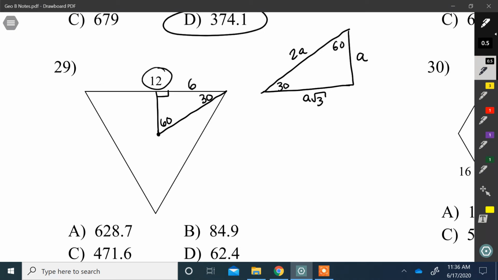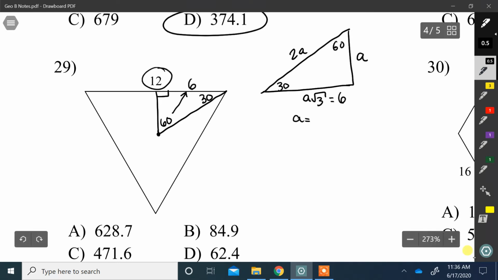Okay. All right, so here's where you have to be kind of careful with this, because this right here, well, it's 6, as you can see there. That means that when I solve for a, I get 6 over square root of 3. So this right here will be 6 square root of 3 right there. Okay, so this right here will be 6 over the square root of 3.